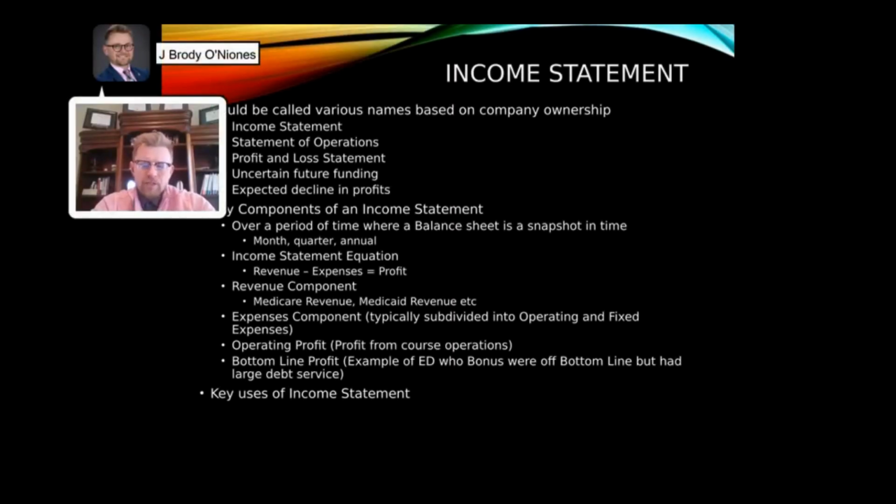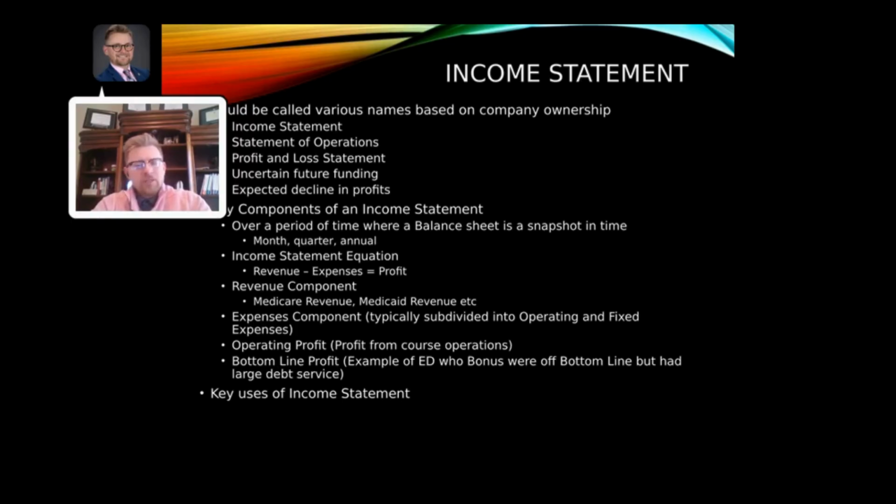So let's dive into the income statement a little bit deeper here. So the income statement can go by a couple different names, really just a matter of semantics, and oftentimes based upon the ownership structure of the company. Is it a non for profit? Is it for profit?